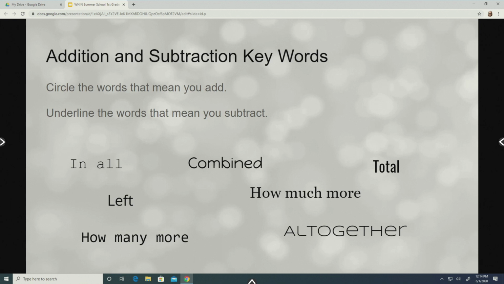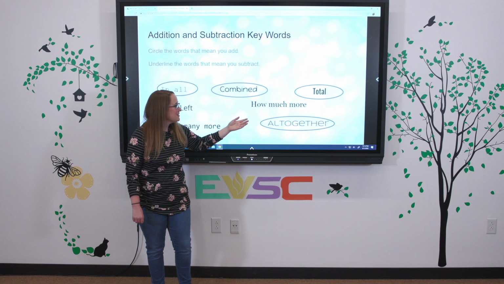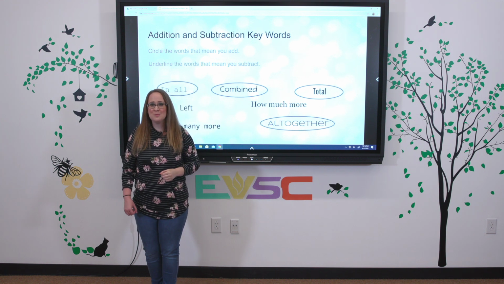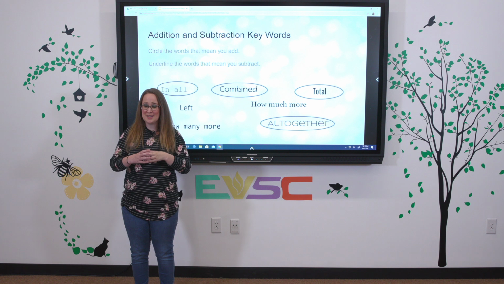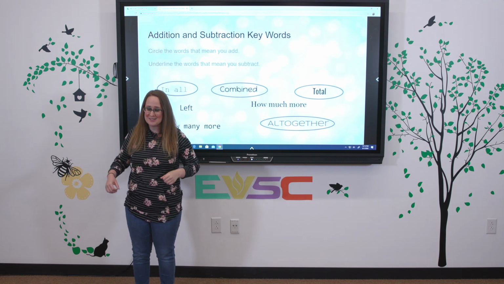Let's see if you found them all. These are the words you should have circled that are keywords for addition. In all, combined, total, and all together. These words mean we're joining numbers together, so our number is going to get larger. We're going to be adding.